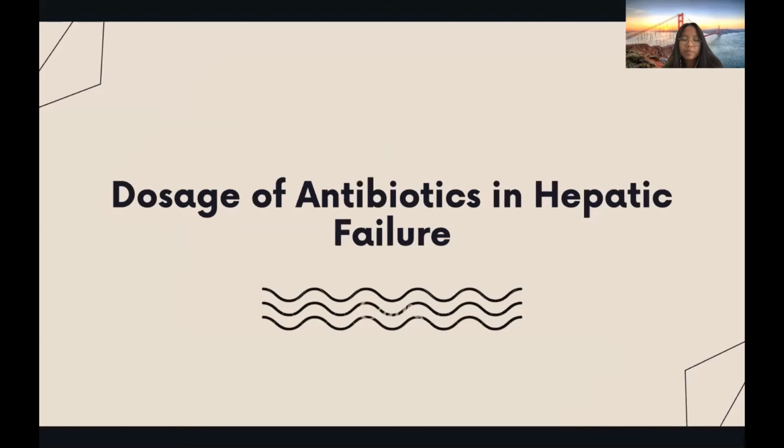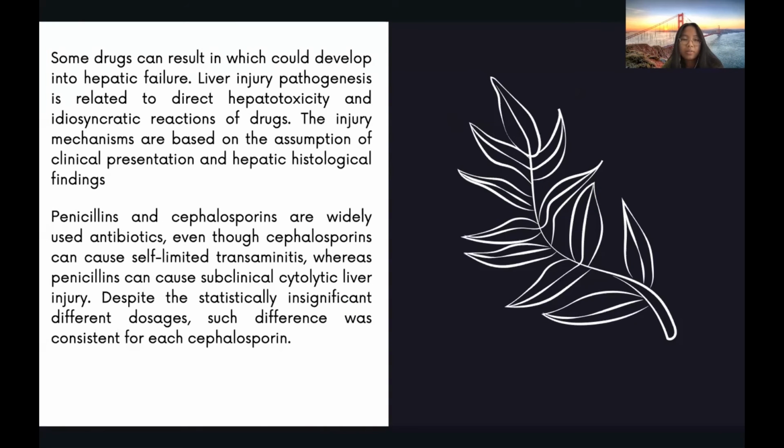Okay, so I will explain the dosage of antibiotics in hepatic failure. Some drugs can result in liver injury, which could develop into hepatic failure. Liver injury pathogenesis is related to direct hepatotoxicity and idiosyncratic reactions to drugs. The injury mechanisms are based on the assumption of the clinical presentation and hepatic histological findings.